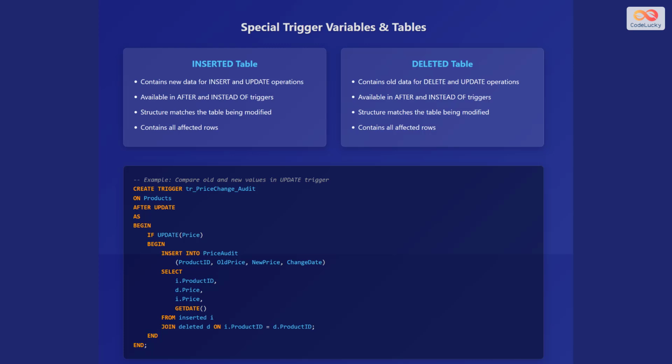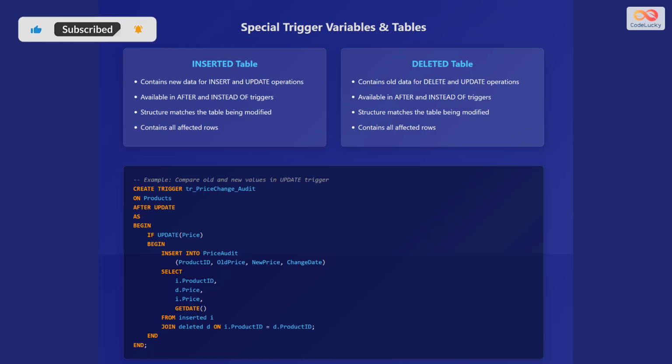The deleted table contains the old data for delete and update operations. It is also available in after and instead of triggers. It has the same structure as the modified table and contains all affected rows.